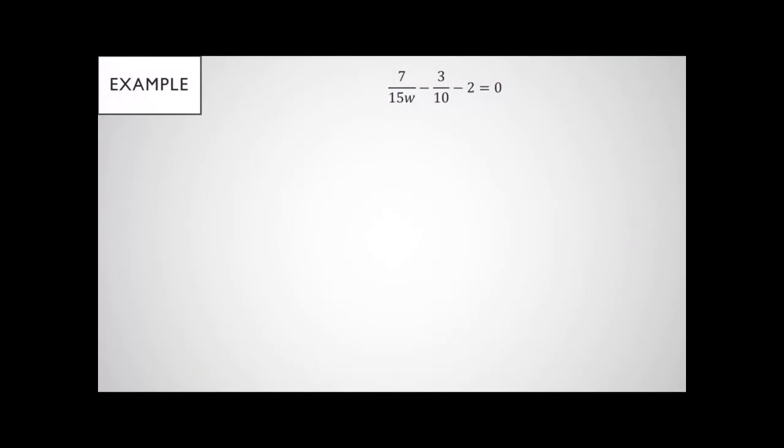So let's say we have this. We have 7 over 15w minus 3 over 10 minus 2 equals 0. I'm going to write down my thinking process here, of what I would do and why.